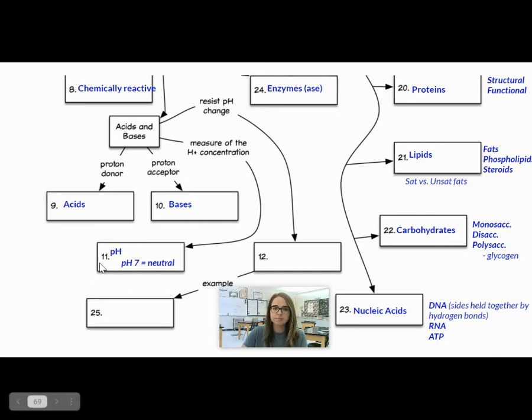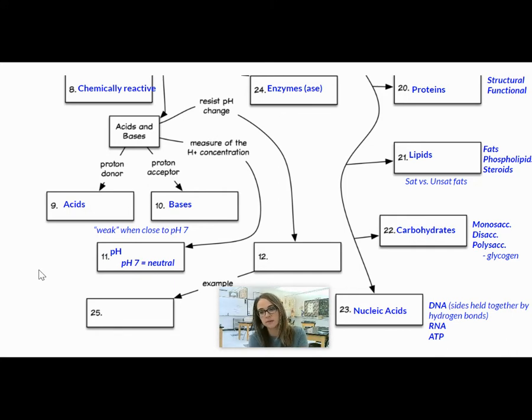So neutral is 7. An acid would be anything below 7, and a base would be anything above 7. I should have added that on here, but these are below 7 and above 7. The closer a number is to 7, the weaker acid or base it is. So if I said a substance has a pH of 8.6 compared to another substance that's 10.5, and I asked you which one is weaker, you would say the 8.6. That's closer to 7.